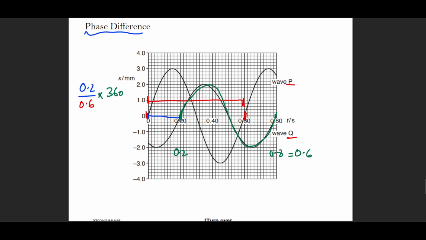So multiply this with 360. Your answer will come out as, I think, 120, probably. You can try this: divide by 0.6, multiply by 360. Yes, 120. So the answer is 120 degrees. The phase difference between them is 120 degrees.